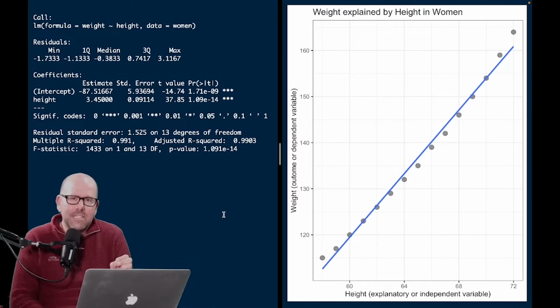The other thing is that there's explanatory power. In other words, you can explain how much of the change in weight can be explained by the change in height. Right. And that is linear regression in a nutshell.